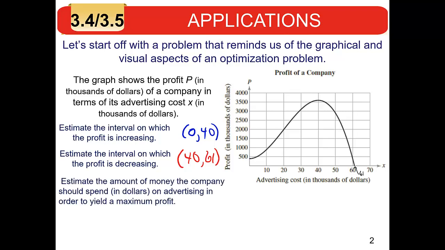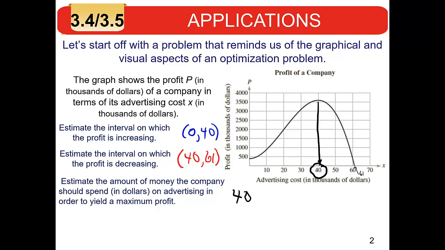Another question. Estimate the amount of money the company should spend in dollars on advertising in order to yield a maximum profit. Remember, the cost in dollars on advertising is the X value. It's the value on the X-axis. And we've already decided that happened right there, which is X equals 40.